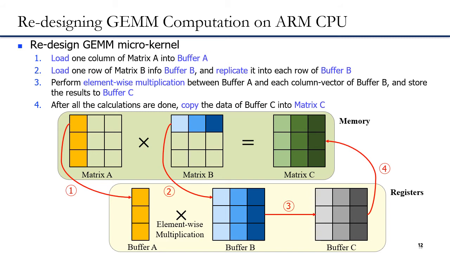Here we assume that matrix A, B, and C are all 3x3 matrices. We allocate buffer A, B, and C in registers. There are 4 steps in our GEMM kernel. Step 1, load 1 column of matrix A into buffer A. Step 2, load 1 row of matrix B into buffer B and replicate it into each row. Step 3, perform element-wise multiplication between buffer A and each column vector of buffer B and store the results to buffer C. Step 4, after all the calculations are done, copy the data of buffer C into matrix C.